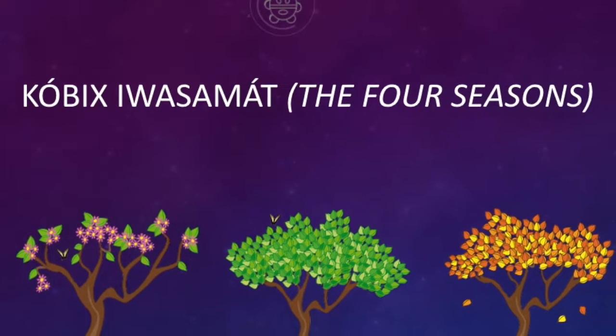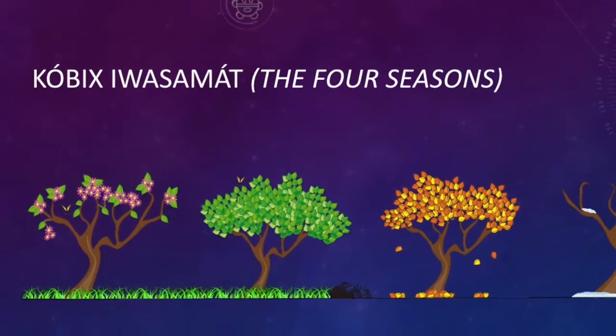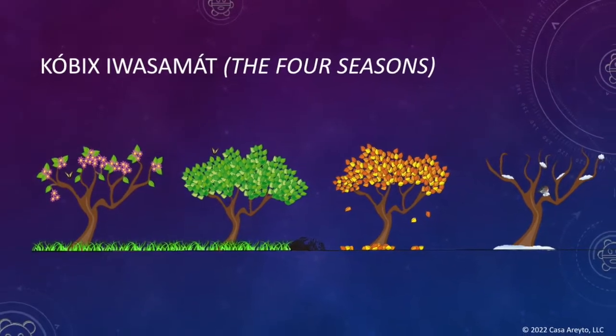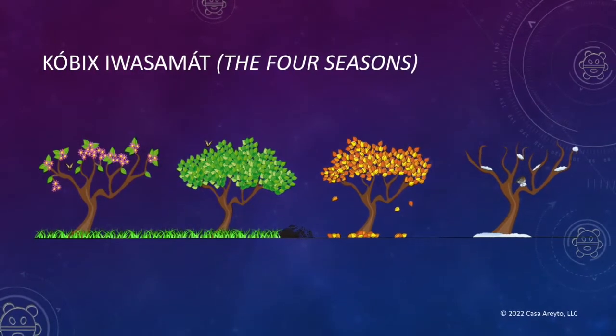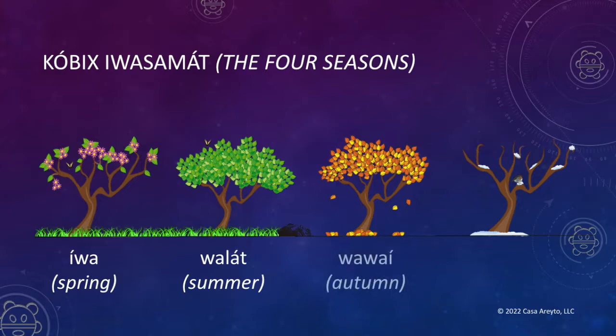Let's go! The word for seasons in Taíno is iwasamat. So if I want to say the 4 seasons, I say Tobix iwasamat. Now let's take a look at the seasons. Iwa, spring. Walat, summer. Wawai, autumn or fall. Samatakai, winter.